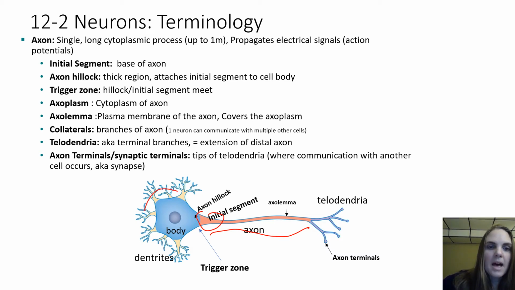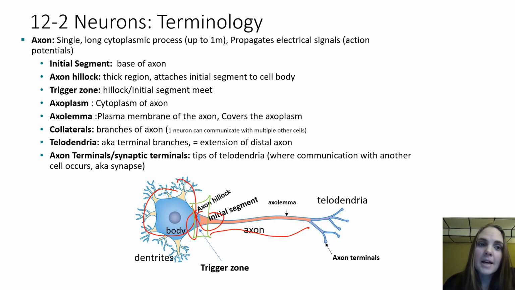Coming off our cell body, we have what's called the axon hillock, which is basically just the region where that initial segment is going to attach to the cell body. And then where that axon hillock meets the initial segment is called our trigger zone. And the trigger zone will be important when we talk about action potentials.